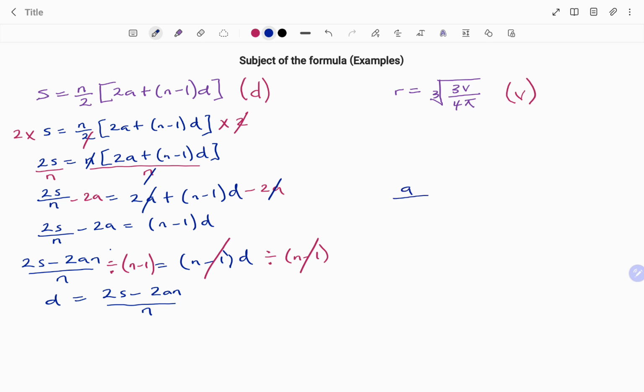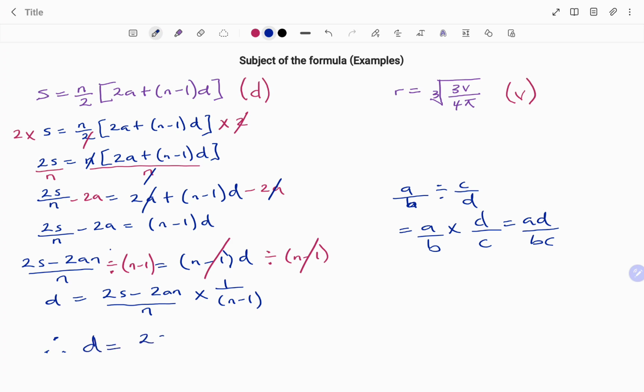Note that in fractions, if I have a over b divided by c over d, it's going to be a over b times, and then I flip my right hand side, that's d over c, which will give me ad over bc. So flipping my n minus 1, I have times 1 over n minus 1. Therefore, my d, which is the subject of formula, equals 2s minus 2an all over n times n minus 1.